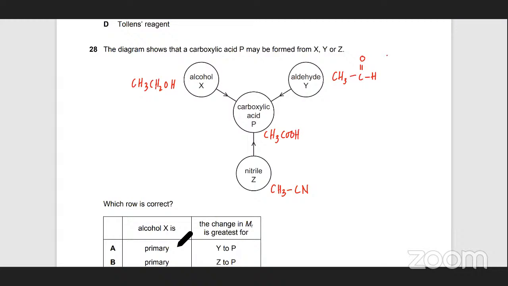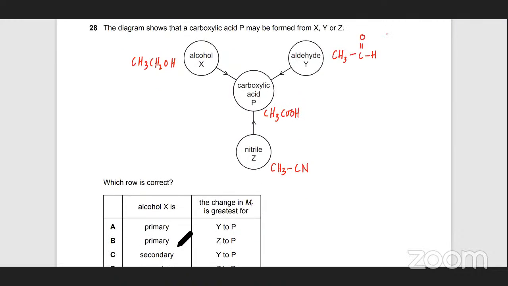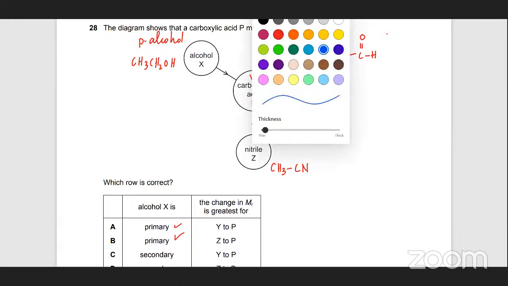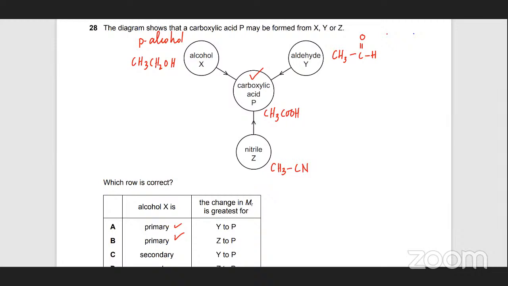The first one is the alcohol is definitely primary, because carboxylic acids are only formed from primary alcohols. This entire reaction only happens for primary alcohol, so it's primary. And the change in Mr is greatest for, you can figure out the change. Here, what is the change that's happening? What's the difference between these two? Let's try and figure out the change. The CH3 part is the same, CO, there's an addition of O. So that's 16.